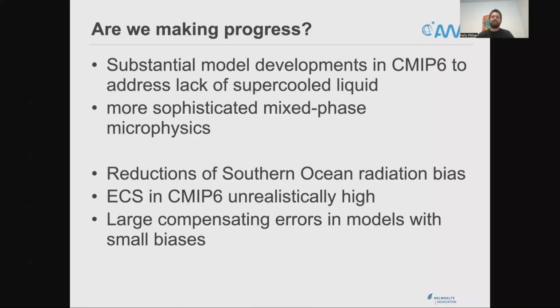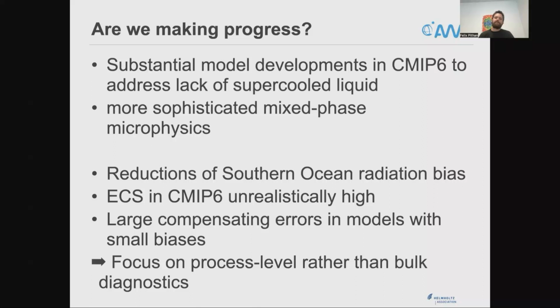We also see that models that have small biases, for example in Southern Ocean top-of-atmosphere radiation, tend to have large compensating errors when it comes to more process-related diagnostics. So for further progress, I think we should really focus on process level rather than bulk diagnostics. This is focusing on the mixed-phase clouds, which I think have been more analyzed in CMIP6. I'll show some preliminary work on the representation of stable boundary layers in a couple of CMIP6-generation models.